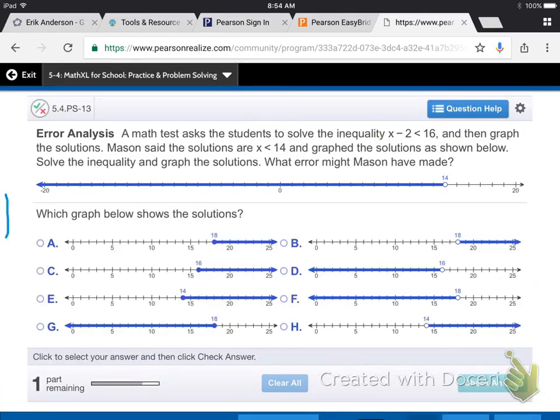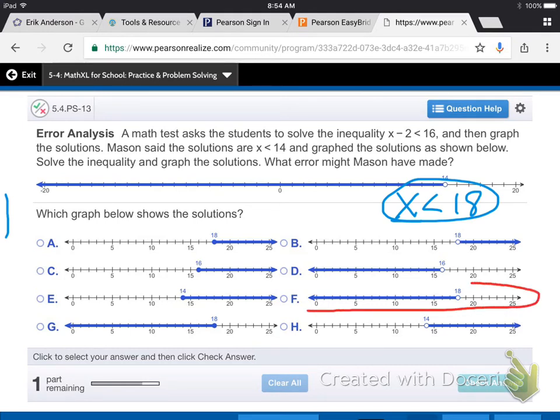Fill in the answers. Okay, so remember on the last problem, we said the solution was x is less than 18, right? And so we want to graph this inequality. So we need, what kind of circle do we need at 18? We need an open circle, right? And we need to show that all the numbers less than 18 are in the solution set. So this is the picture we're looking for. Does that make sense?